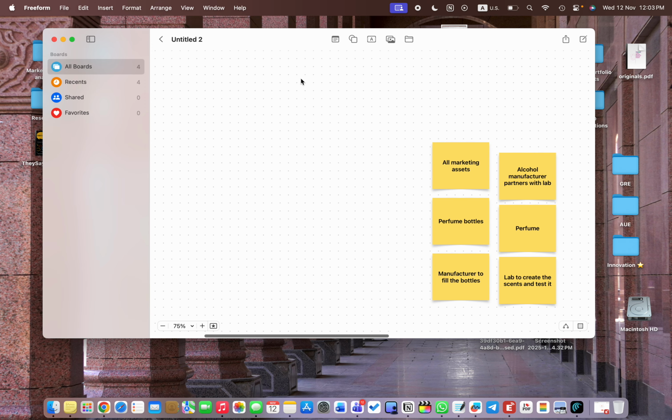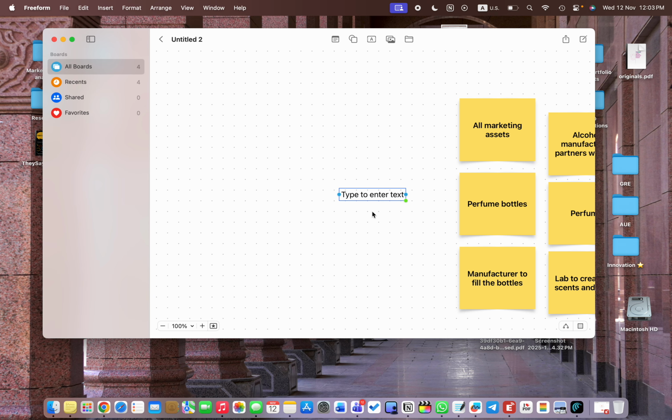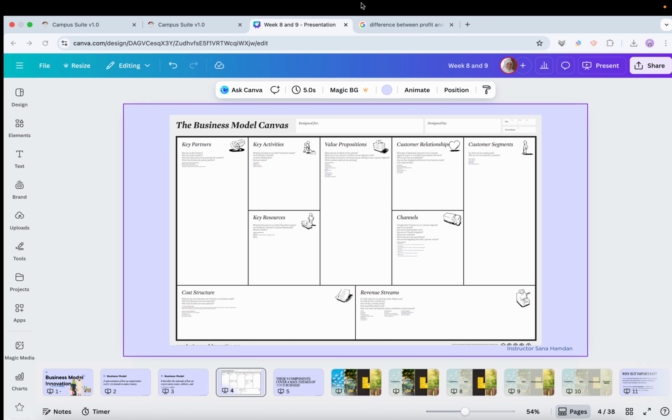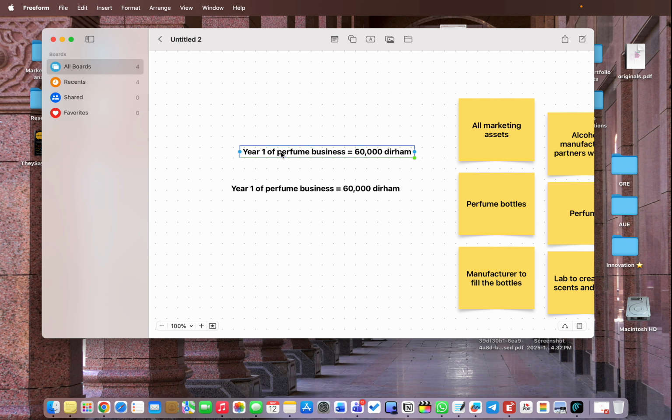Okay, we have all this. Let's say in year 1 of my perfume business, I made, I don't know, 60,000 dirham. Okay? Let's say I made this much money, 60,000 dirham. So this is called, as we're seeing the difference, revenue.